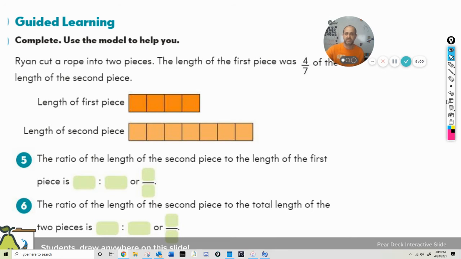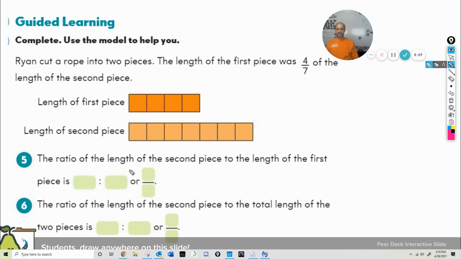Ryan cut a rope into 2 pieces. The length of the first piece was 4/7 the length of the second. The ratio of the length of the second piece to the length of the first piece is, well, here's the second, it's 7 to the length of the first is 4, or 7/4. The ratio of the length of the second to the total is 7 to 11, or 7/11. Okay. If you read, it's mostly just counting, you guys.